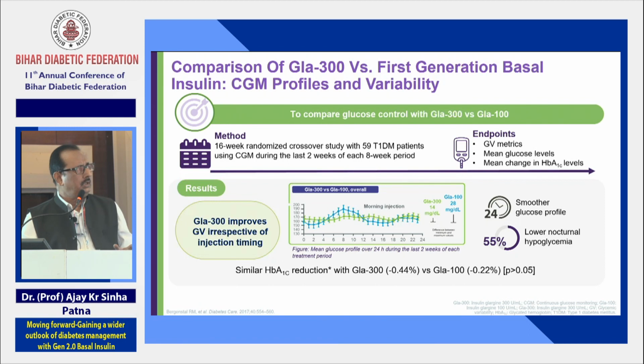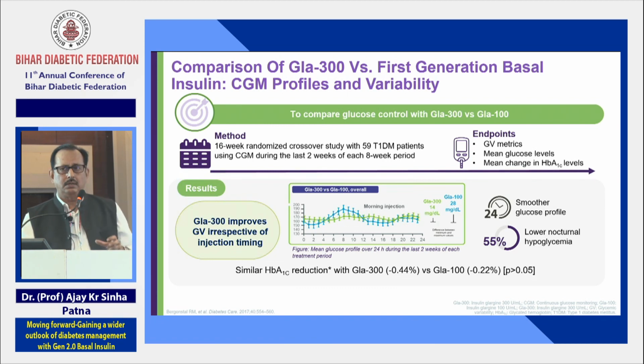So now coming to the comparison of the recent basal insulin and the first generation basal insulin. GLA 300 compared with the first generation basal insulin, what is the relevance in terms of CGM and variability? The method was a 16-week randomized crossover study with 59 type 1 diabetes patients using CGM during the last 2 weeks of each 8-week period. The endpoints were GV metrics, mean glucose levels, and mean change in HbA1c levels. It concluded that GLA 300 improves glycemic variability irrespective of injection timing.